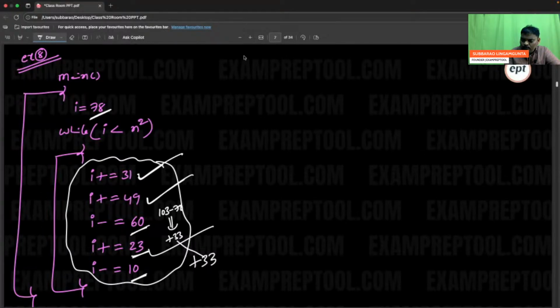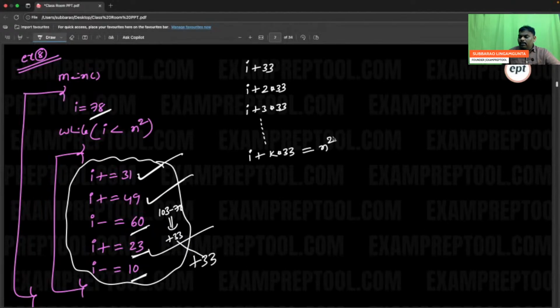Can you see the proof? i plus 33 the first time, i plus 2 times 33, i plus 3 times 33, and so on. Continue, i plus k times 33, which is equal to n square. When you are incrementing, k times I is done.